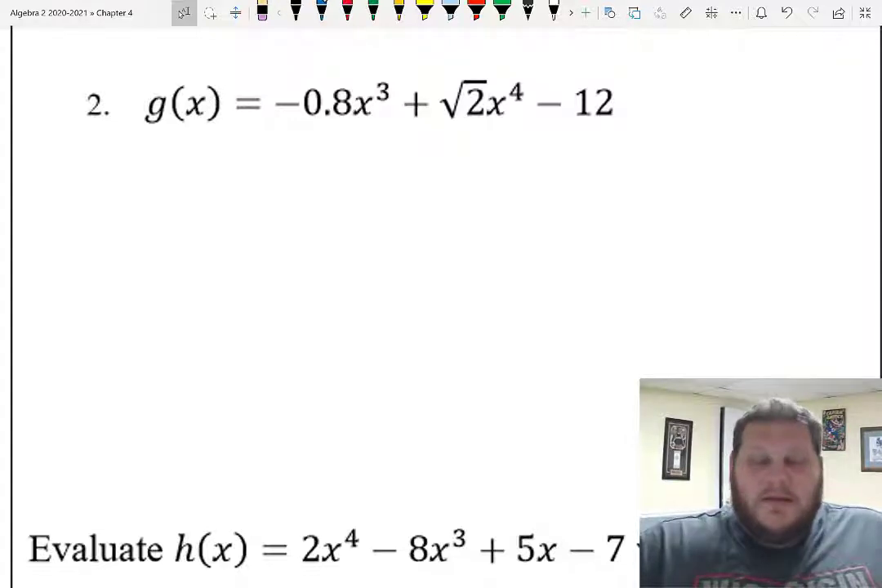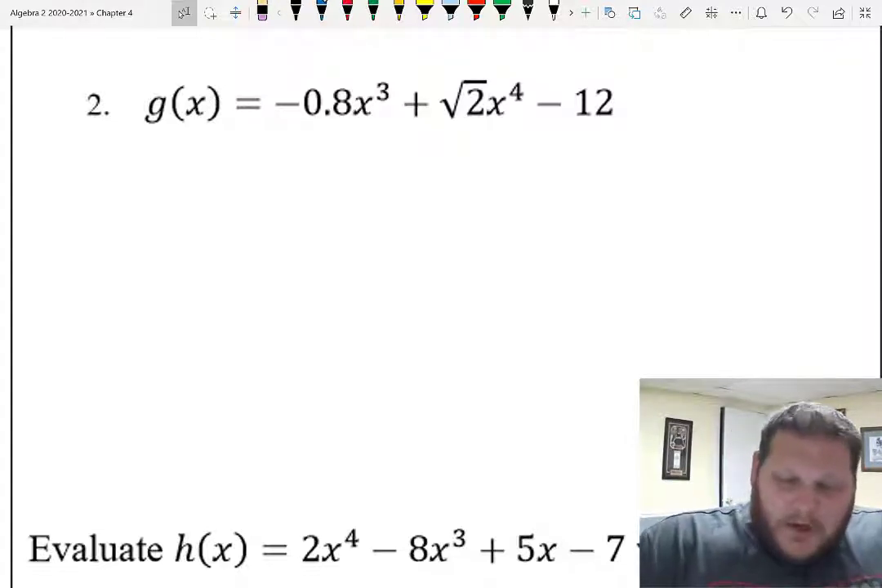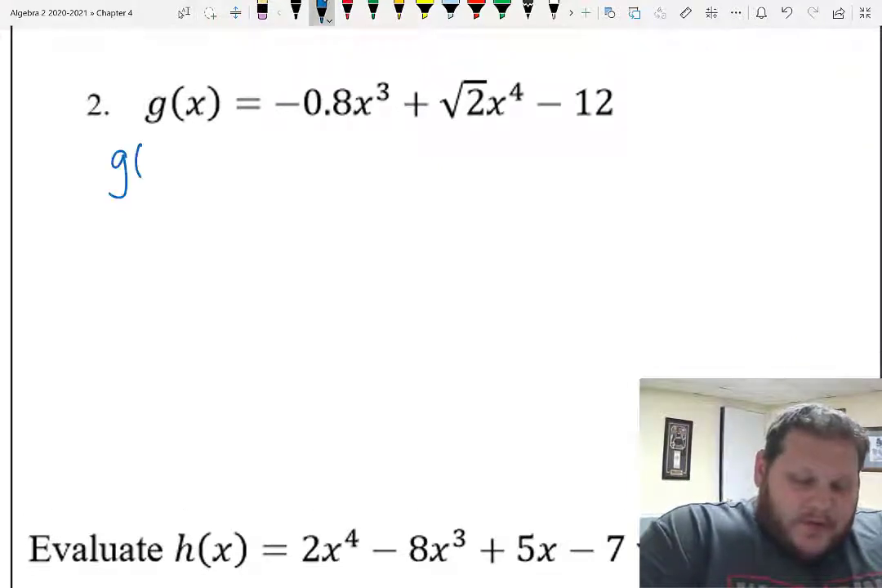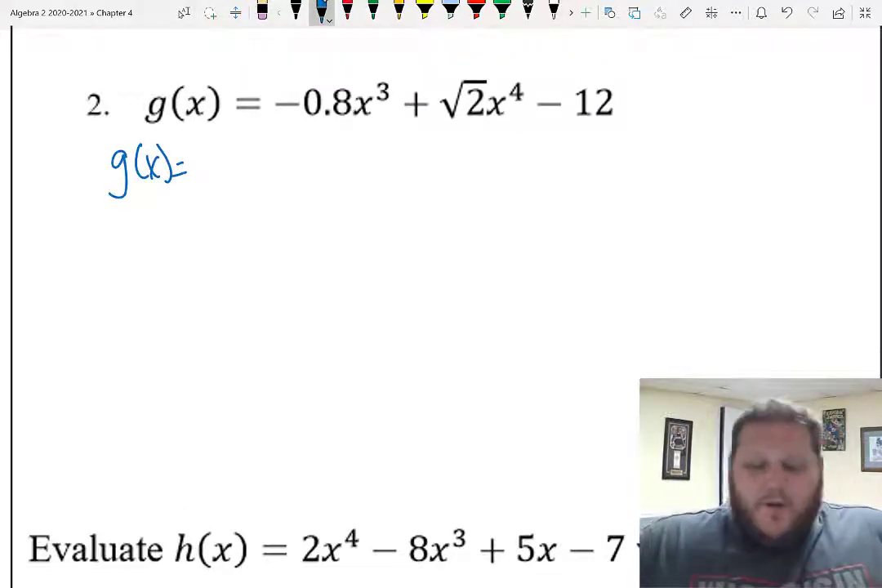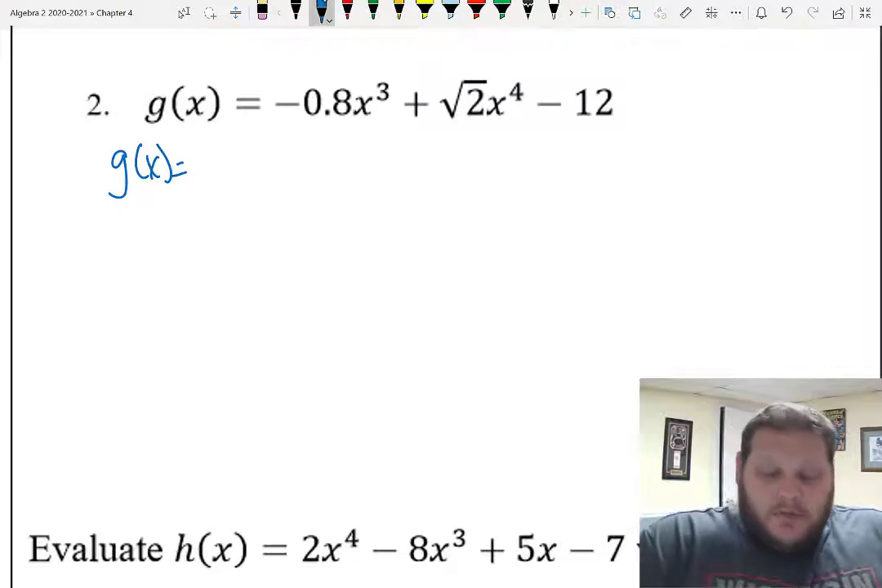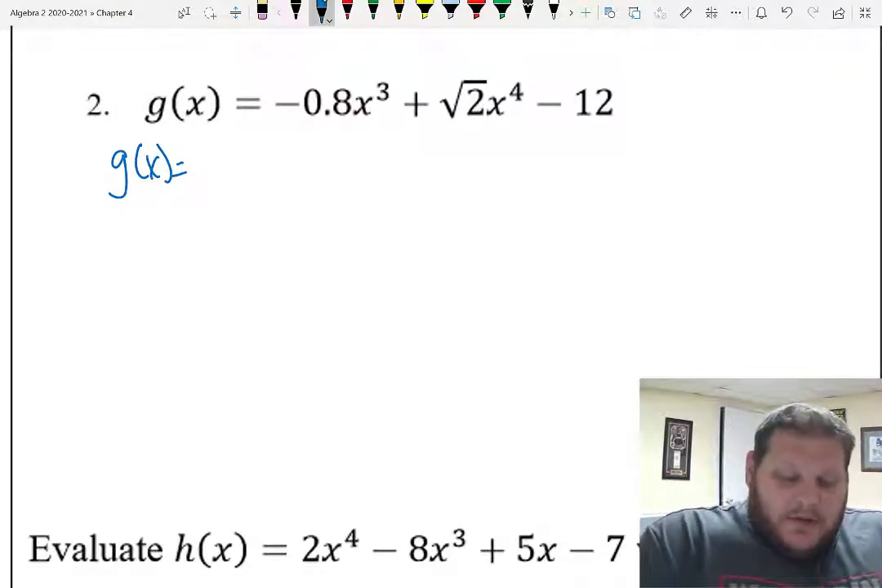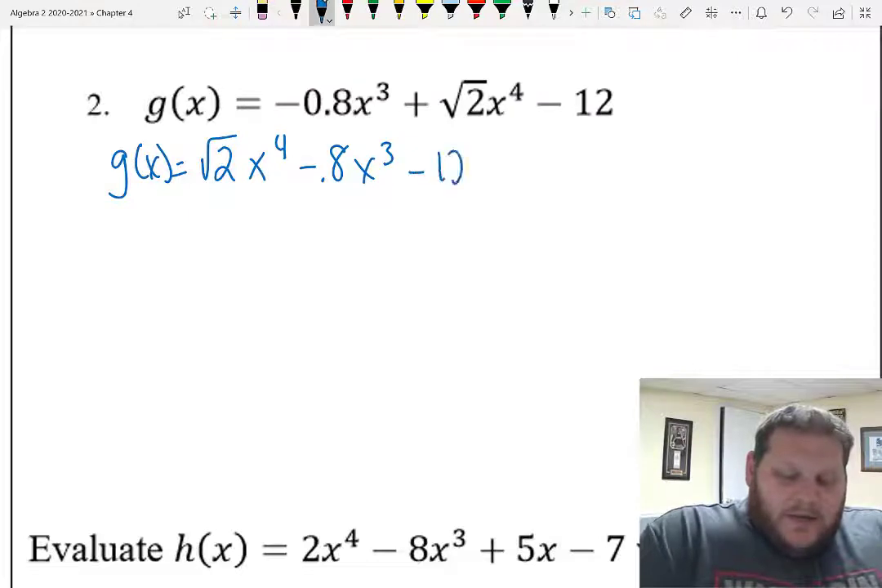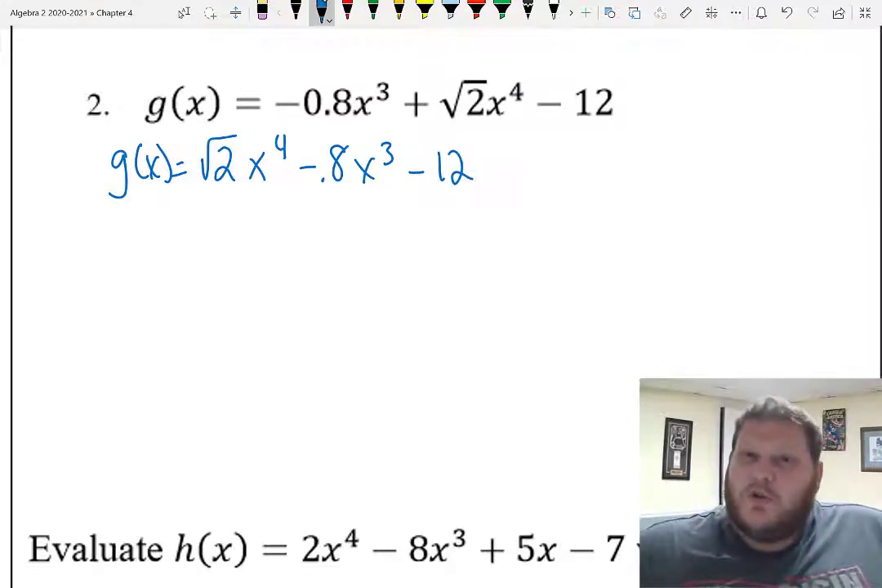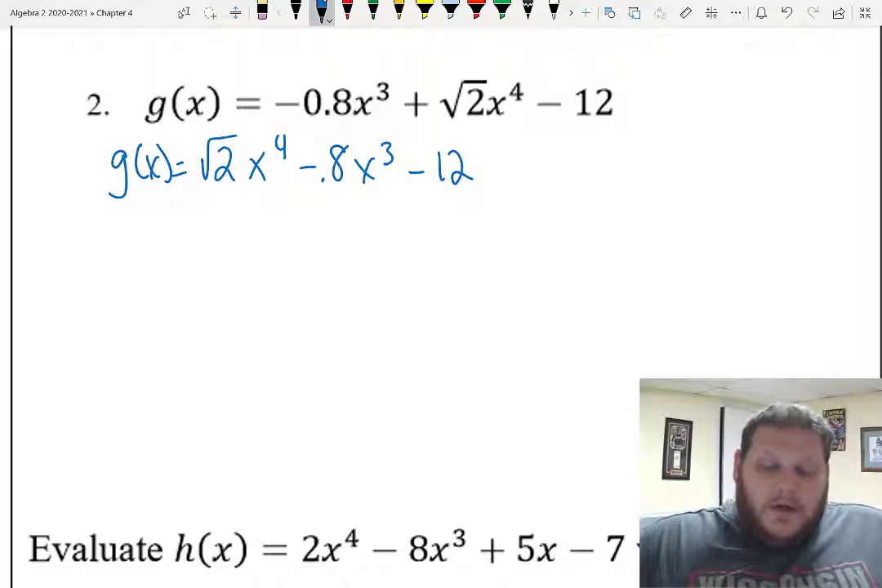So here, this is a polynomial. So I'm going to go ahead and write it in standard form. Standard form again is decreasing exponent order. So my first term is going to be my highest degree term, square root of 2 x to the 4th power. And then I go down in exponent, so negative 0.8 x cubed. And then my negative 12, that doesn't have a variable to it, which would be x to the 0 power, is the last one that I write. So that's in standard form.